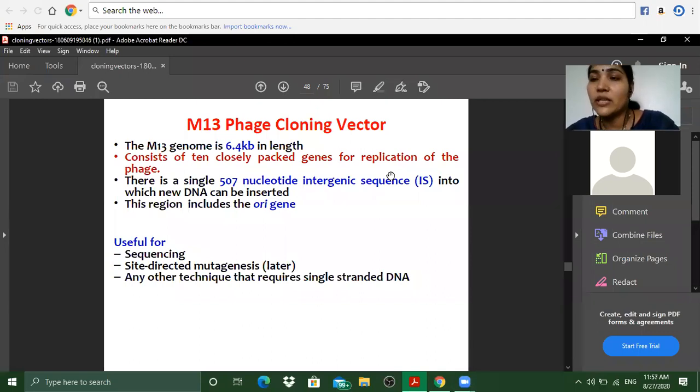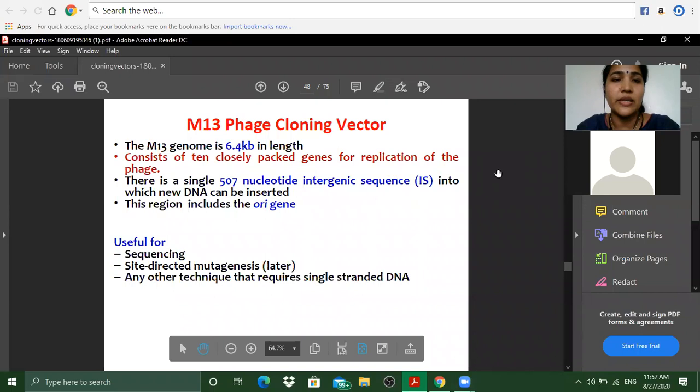So that would be called a negative mutation, or the non-required mutation kind of. So for that purpose also you can use this M13 fast cloning vector. That is what they're trying to tell us.